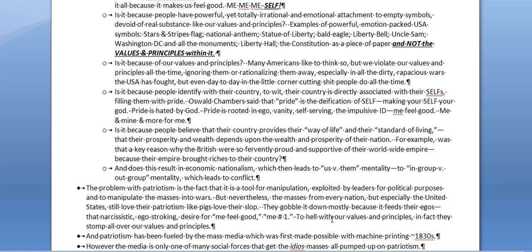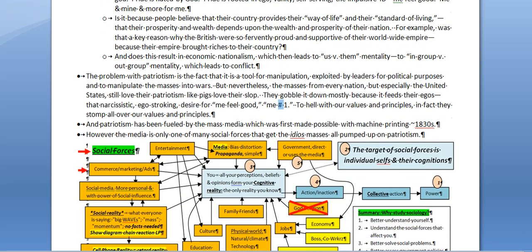To hell with our values and principles. In fact, they stomp all over our values and principles. They put symbols before our principles. How ridiculous is that? Only an ignorant, stupid person would do that. Only a redneck. What does that say for our country? We're a country dominated by rednecks.